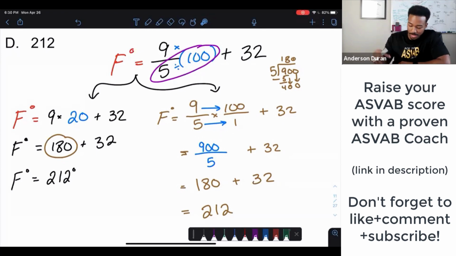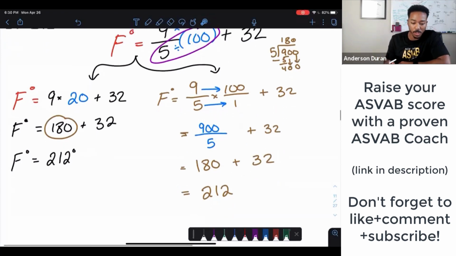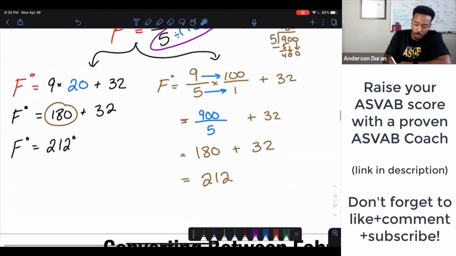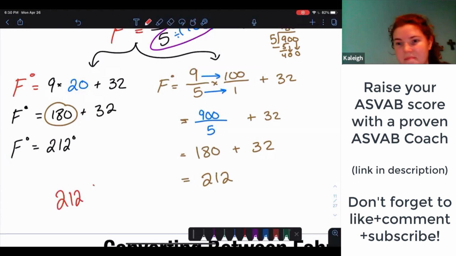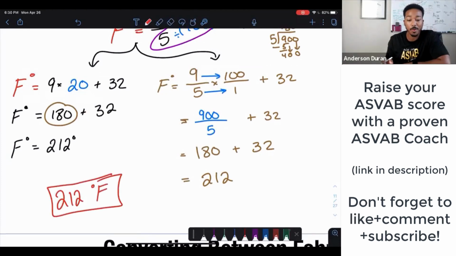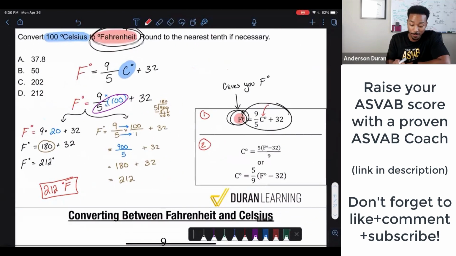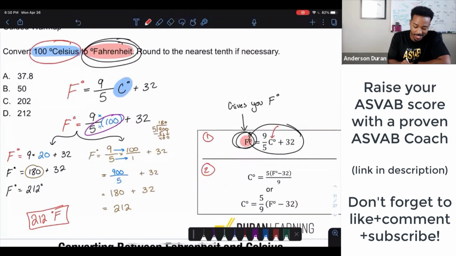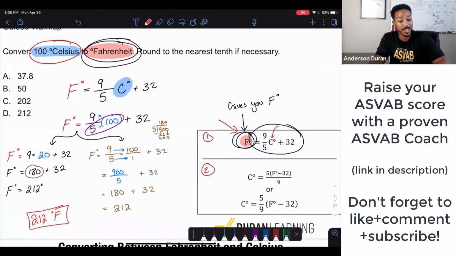All right, cool. So with that, guys, we end up at 212 either way. And so it's 212 degrees what? Fahrenheit. Remember, we were looking for degrees Fahrenheit from 100 degrees Celsius. That's why we use this formula, and that's why we use that one right there.